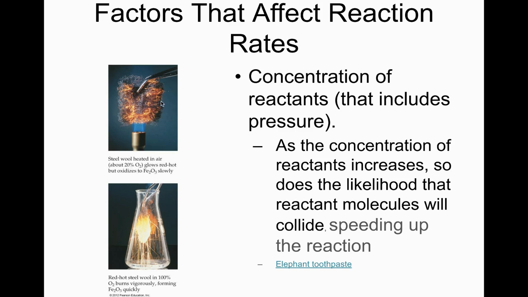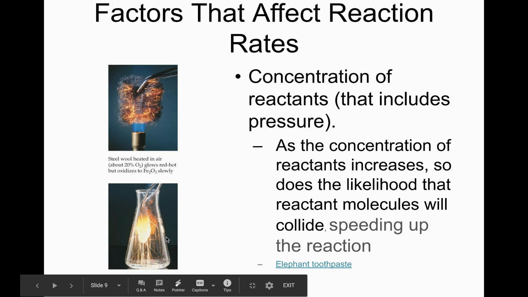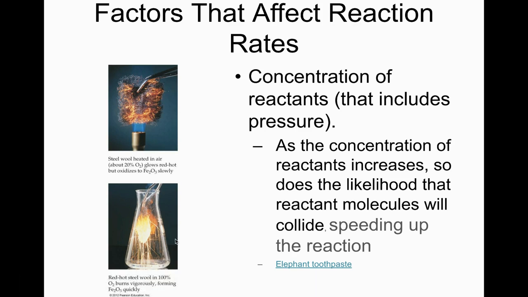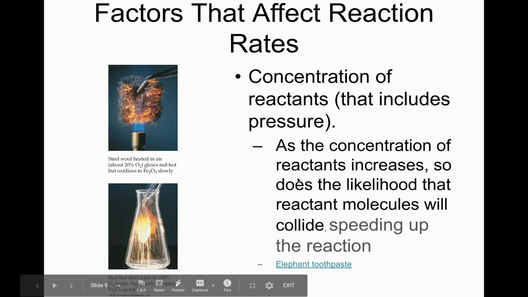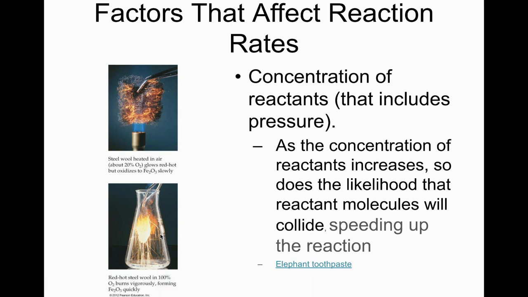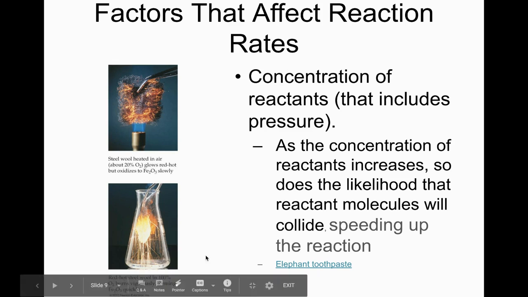So here we have steel wool in 20% O2. That's just air. You can see that we can get it to glow red hot, but if we put the steel wool into 100% oxygen, basically it just catches on fire and turns into rust immediately. So the higher the concentration, we just have more molecules colliding together, and that means more collisions are successful at producing the products. And so we get a rapid reaction as the concentration increases.